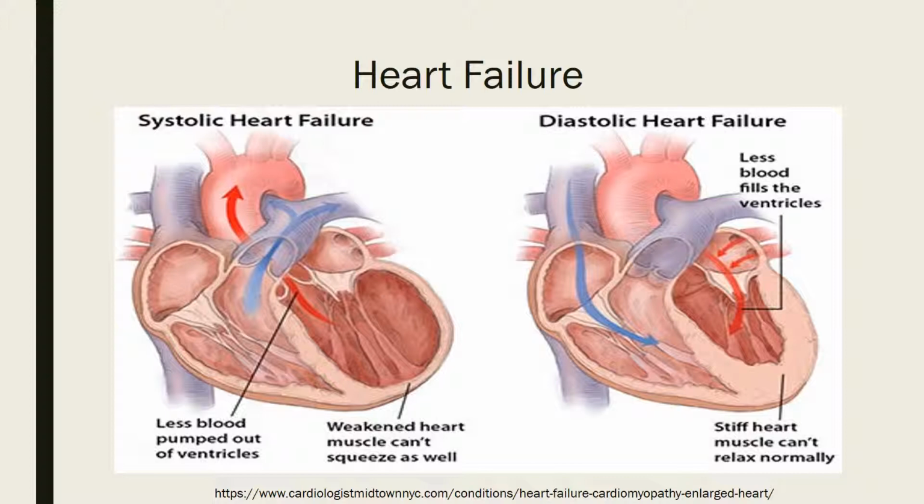So systolic heart failure on the left is going to cause less blood to be pumped through those ventricles because the weakened heart muscle cannot squeeze well enough. So we're going to use medications to help that contractility to be able to squeeze and get that blood pumped through there. On the diastolic heart failure, you're going to have less blood that fills in the ventricles because the heart muscle is stiff. It's going to be enlarged, and so it can't relax as normally as possible to fill up all the way. So it's going to have a lack of filling with blood.